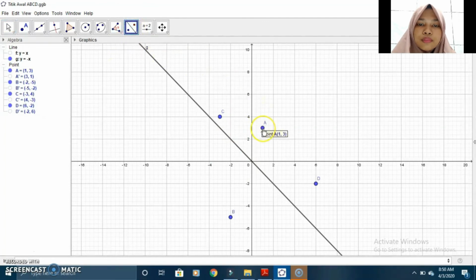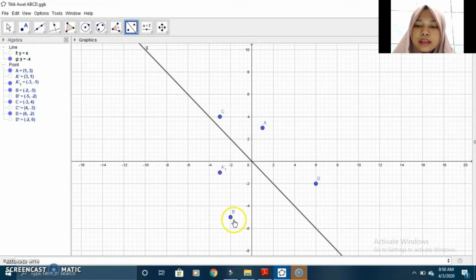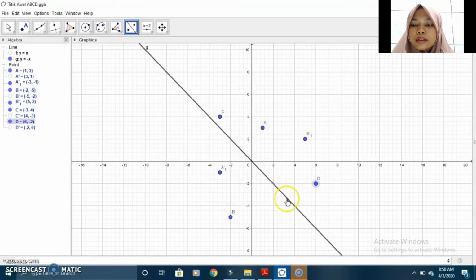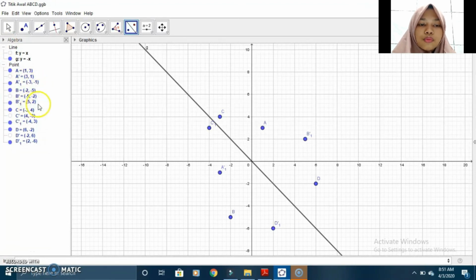So we choose reflect about line, click each point and the line: A, B, D, and C. Then we have A1', B1', C1', and D1'. A1' is (-3, -1), B1' is (5, 2), C1' is (-4, 3), D1' is (2, -6).